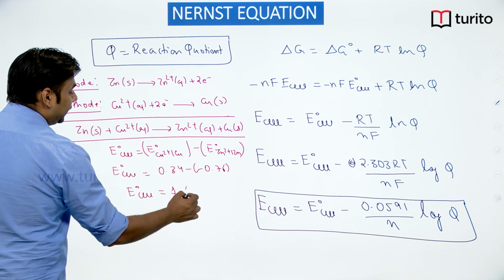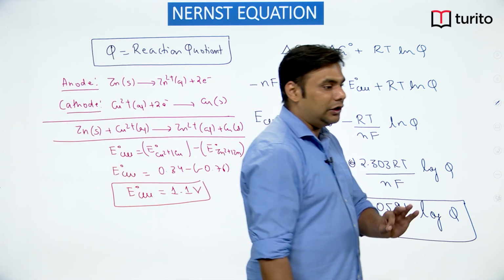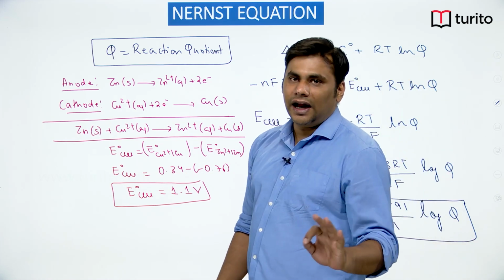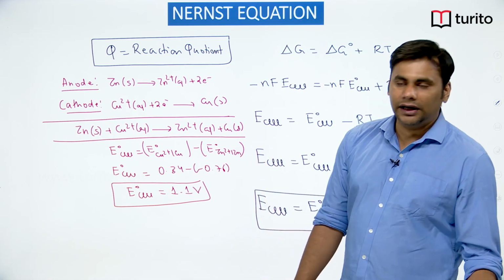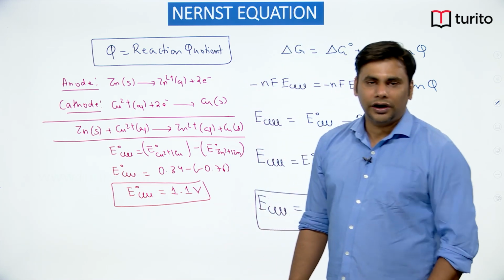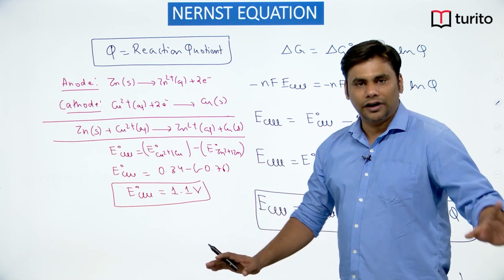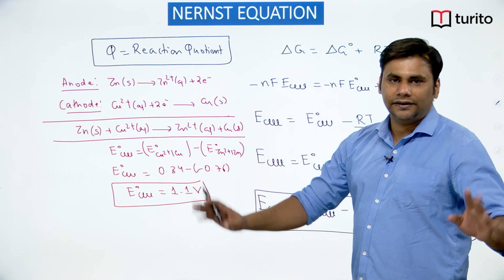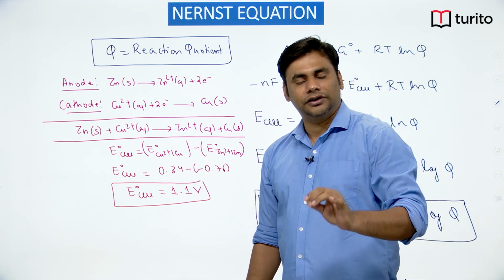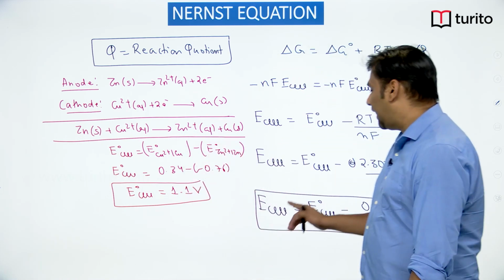You have to understand the difference between E naught cell and E cell. E naught cell is the overall EMF of the cell when we are taking the standard conditions, that is temperature is 298 Kelvin, pressure is 1 atm, and the reactants and products are in their standard state. The concentration of all the species is 1 molar, and if any gases are there, their pressure is 1 atm. But if you change any of the conditions, if the concentration of the ions is changed, we will not write it as E naught, we will write it as E cell.